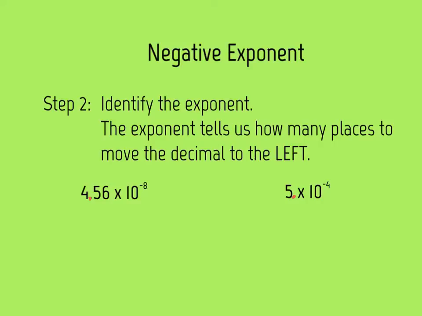Step 2, we're going to identify the exponent. Now this time the exponent tells us how many places to move to the left. So we're going to be going in this direction because it's negative and we're going to have a number that's less than 1. So on this one, my exponent is going to be -8. And on this one, my exponent is going to be -4.